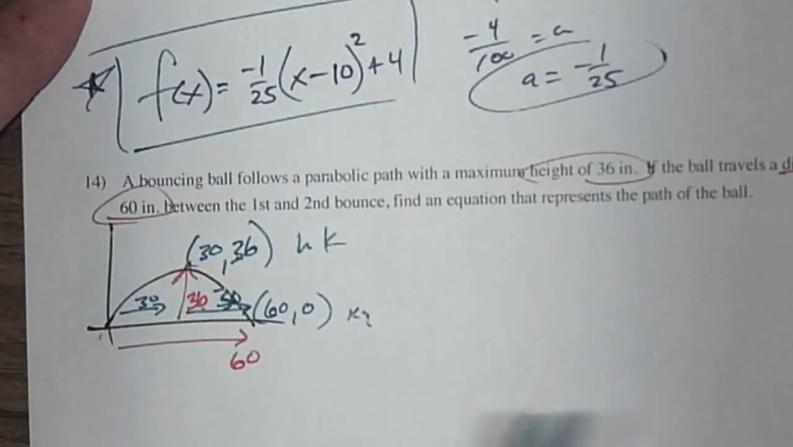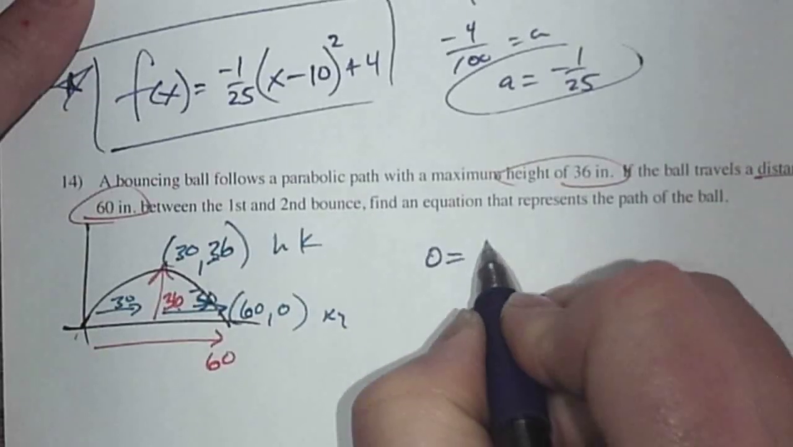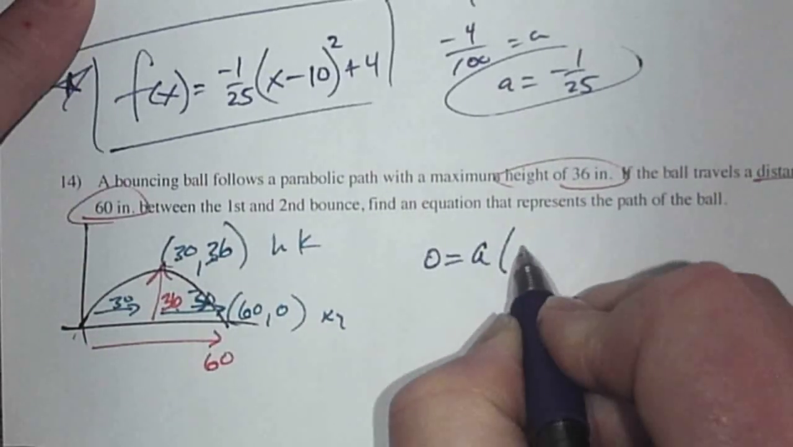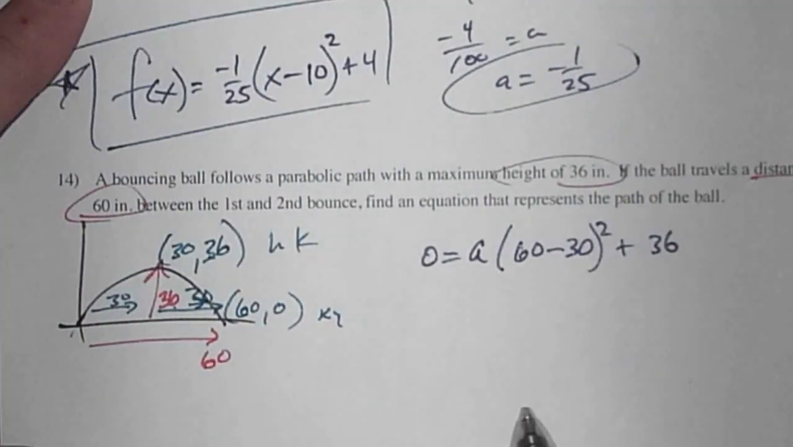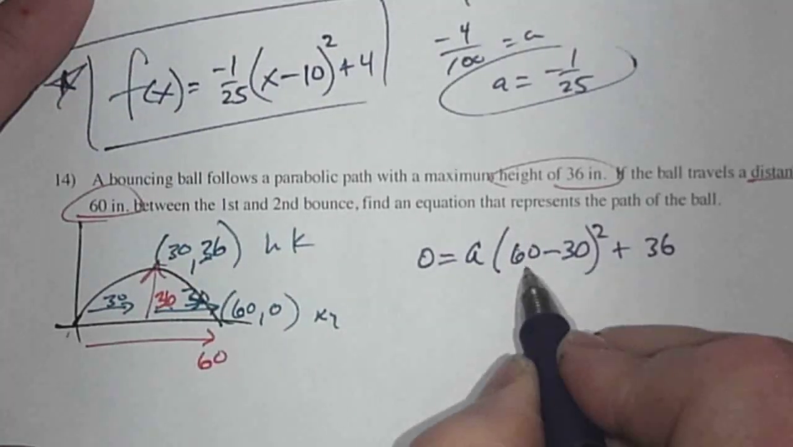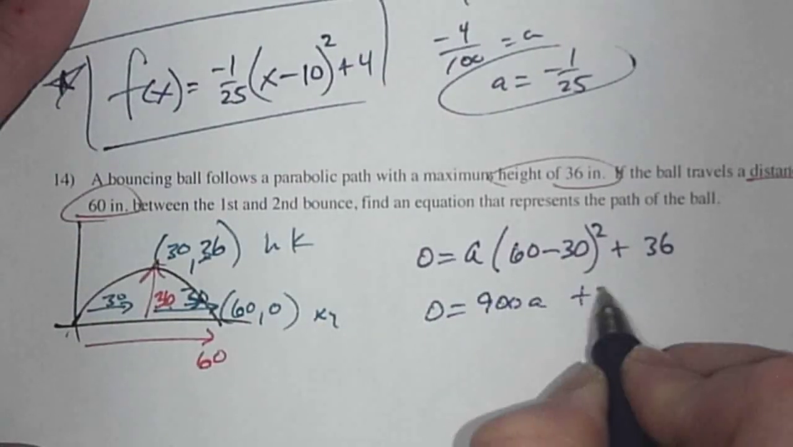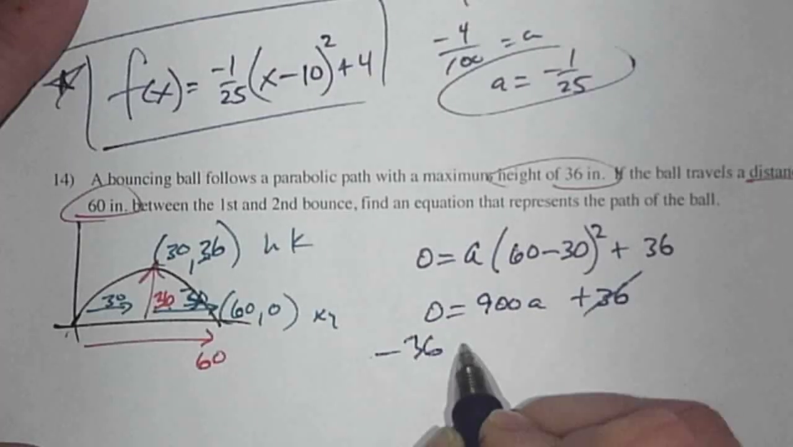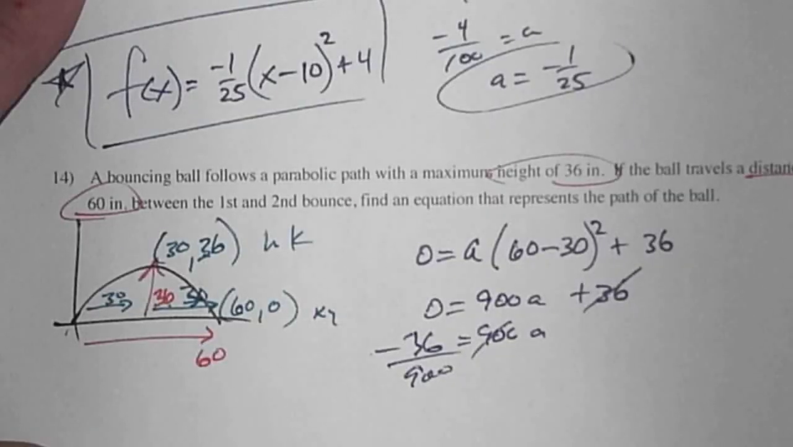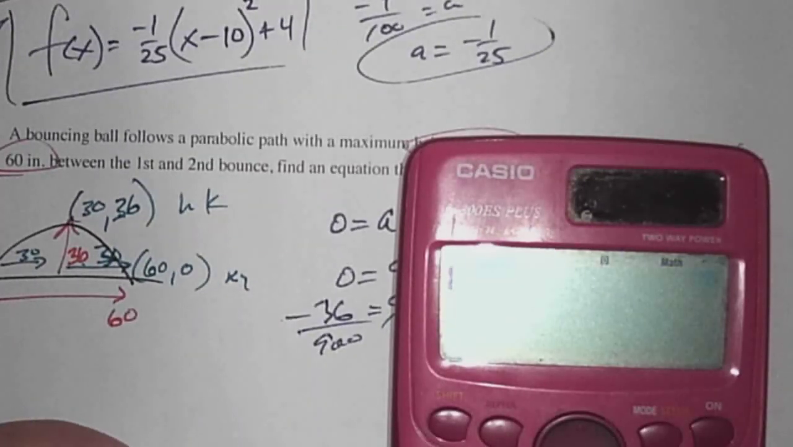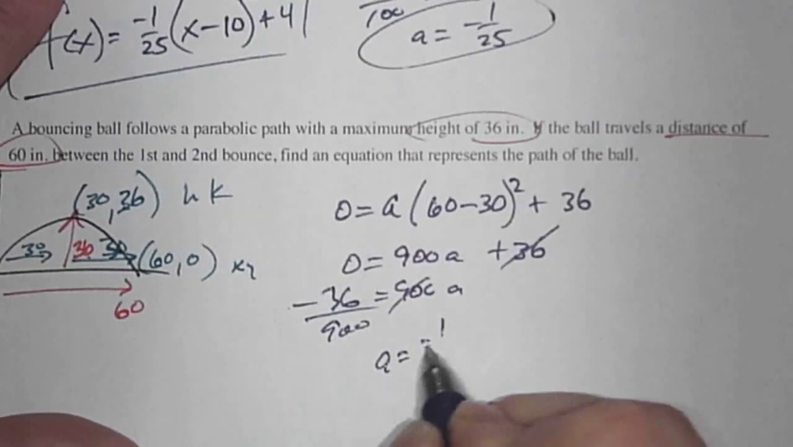h, k, x, y. So y equals a, I don't know what that is, times x minus h squared plus k. Okay, this is just 30, and 30 times 30 is 900. And subtract 36, and then divide by 900, and I don't want to even bother. 9 goes into both. 36 over 900 is 1 over 25. a is negative 1 over 25.